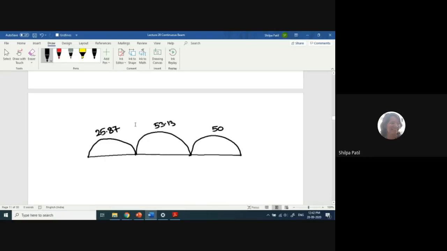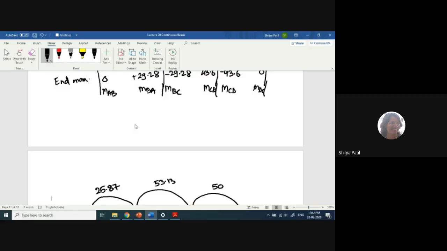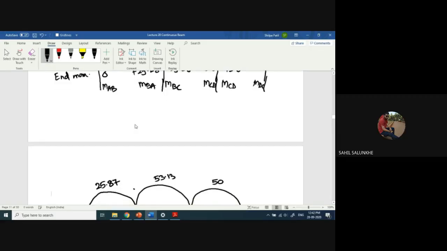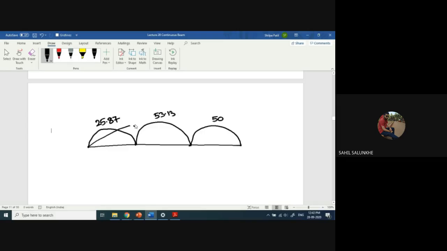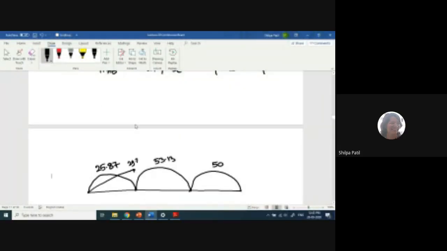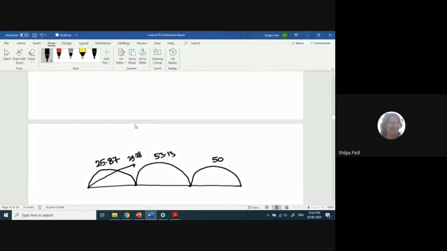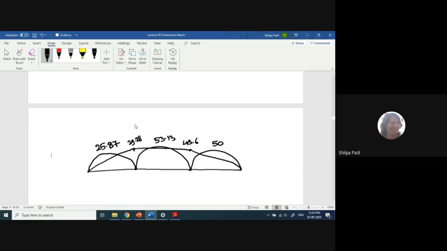Now I will plot the end moments. For joint B, the end moment is 29.28, so it will be somewhere here, a very small value. I have to simply join these two lines. So I will write down here 29.28. The next is 43.6, somewhere here, so I have to join this here. And then finally I will join this here. So this is positive, this is negative, this is positive, this is negative, this is positive. This is my bending moment diagram.